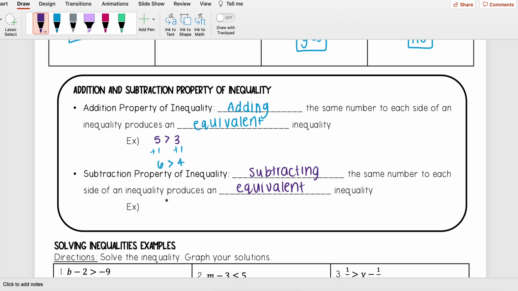So if I stick with that same example, 5 is greater than 3. If I subtract 2 from both sides, I get 3 is greater than 1, which is still a true statement. So with all of our inequalities, when we add or subtract the same number to both sides, it'll still be equivalent.